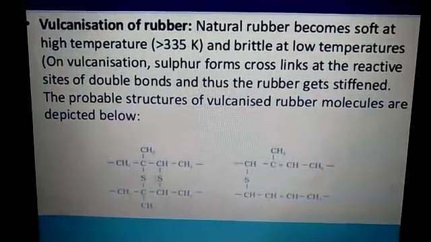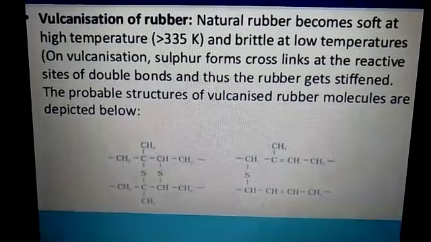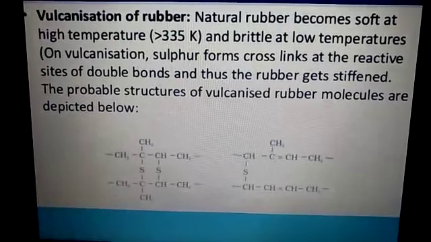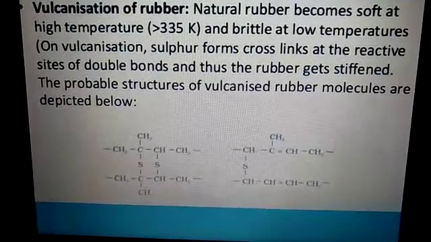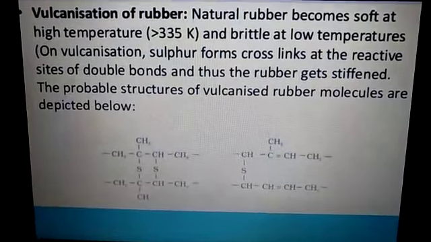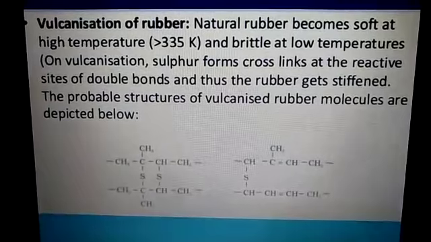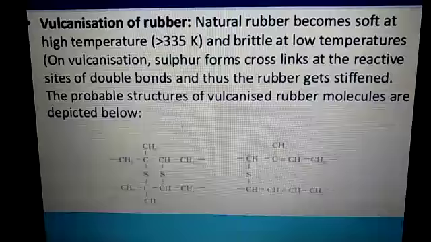Now, why is vulcanization required in the case of natural rubber? The natural rubber becomes soft at high temperature above 335 Kelvin and brittle at low temperature. On vulcanization, sulfur forms cross linkages at the reactive sites of the double bonds and thus the rubber gets stiffened, and probable structures of vulcanized rubber molecules are depicted below.